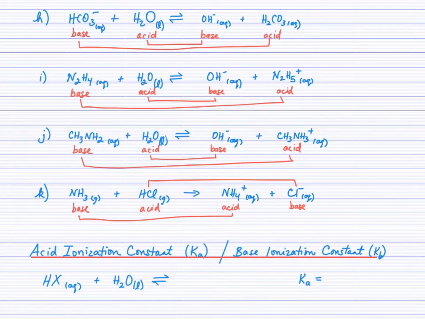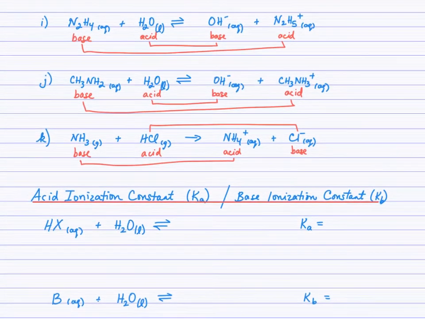Okay, so if you have any questions, jot them down. But again, you're trying to transfer the proton. The base will accept it, so add an H to the formula and increase the charge by 1, and the acid will donate it, so take away an H and subtract 1 from the charge.